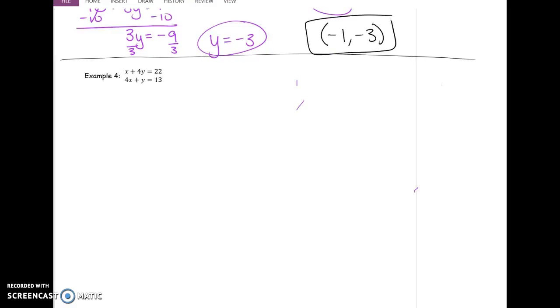I'm going to let Miss Clary lead you through example 4. I want you to look at the difference in example 4 from the previous examples. The big difference is, notice all of these are positive. So think about what you're going to have to multiply by in order to get this system set up properly for elimination.